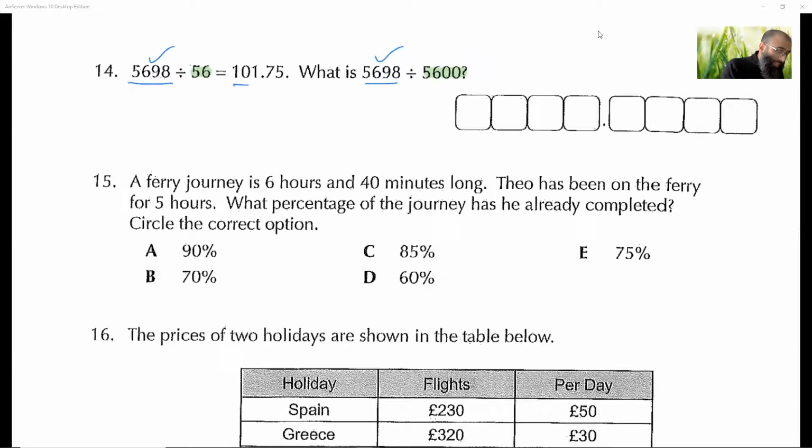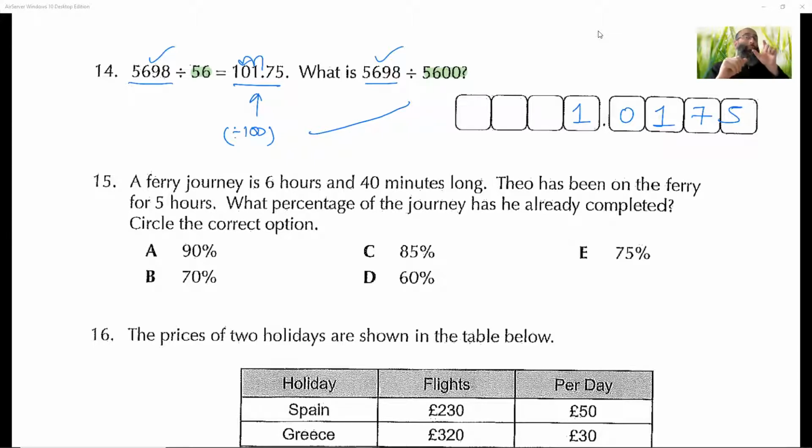So this answer, we're going to have to make that 100 times smaller to get the effect of that. So you move the decimal point 2 spaces to the left. So it gives you 1.0175. So you've got to understand the effect.